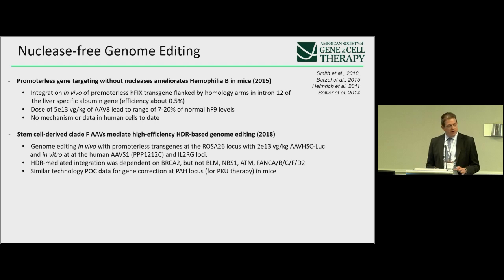However, the group never provided really a mechanism or data in human cells. And some of this was done better in a study from 2018 by Homology Medicine, where they showed they can do integration not only in human cells, but they also did some mechanistic studies and showed the integration depends on BRCA2, the protein I mentioned earlier, important for HDR. They also showed this technology could potentially be translated into the clinic, with proof of concept data for gene correction at the PAH locus, which is mutated in phenylketonuria.